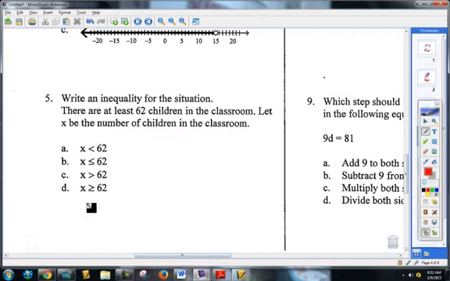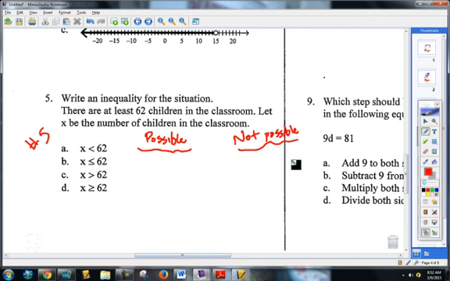Next one. This is learning target number 5. Write an inequality for the situation. There are at least 62 children in the classroom. So, here's what I'm going to do. I'm going to write this for me. I want you guys to write this on your test. You didn't have to do this, but I'm just going to write it so that this is just a strategy you can use for the summative.